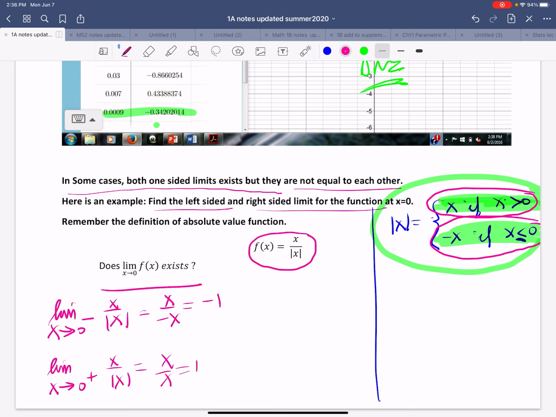So coming from both sides, the limits are approaching different numbers. We would say this limit as x approaches 0 does not exist because I'm not approaching the same y value coming from left and right-hand side. I'm approaching two different y values, and that tells me that the limit does not exist.